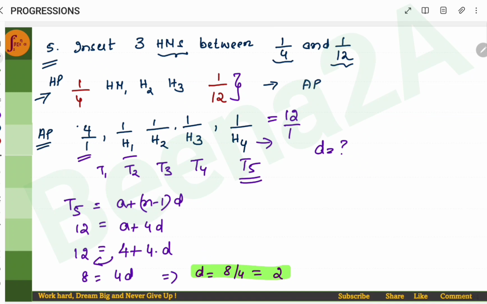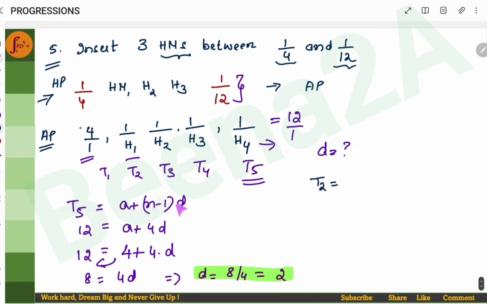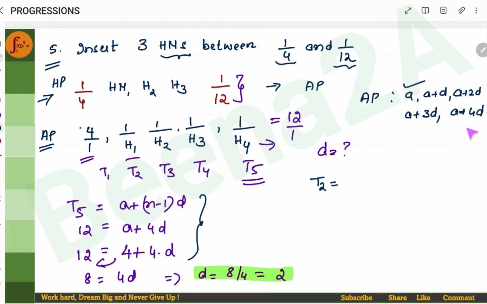Now we know the common difference. We know the first term. Let's find the other terms. So we need to find T2. You can use this formula again and again for every term. Or if you can remember the arithmetic progression series, it will be A, A plus D, A plus 2D. You can remember it like this so that it becomes easy. It will avoid all these calculations. You need to have three terms. So A plus 3D. The last term is A plus 4D. We know this, we know this. The three terms are what we have to find out.